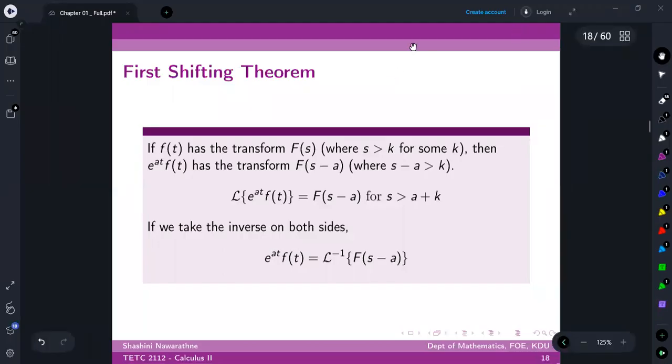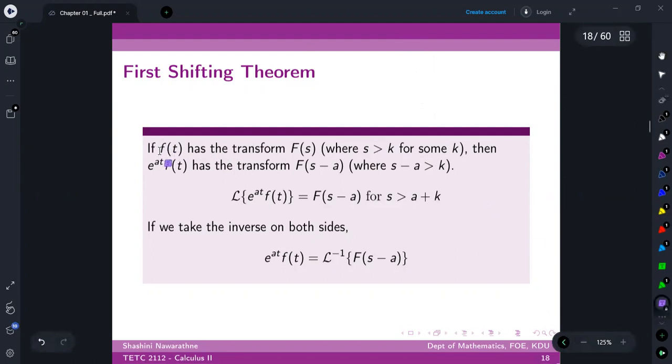Welcome to the session. In this session, we are going to discuss the first shifting theorem. In our previous session, I gave a brief introduction of the first shifting theorem. So let's discuss some additional examples related to this first shifting theorem in today's session. Let's start with the way of stating the theorem.